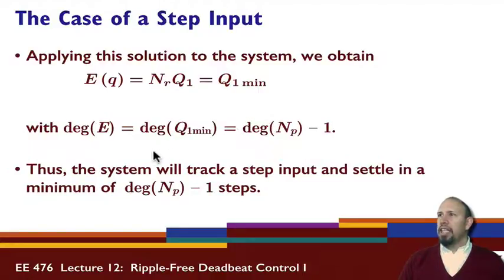And so basically this says that the system will track a step input and settle in a minimum of the degree of NP minus 1 steps. So this tells us exactly how long it's going to take for the system to settle. The system will settle ripple-free in that many number of steps. So it's a fixed number of steps, and we know exactly how many steps there are. So, cool.